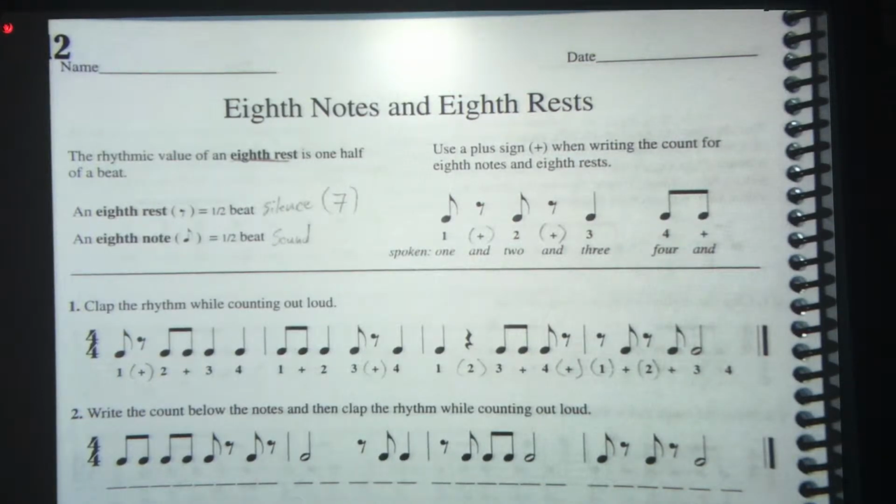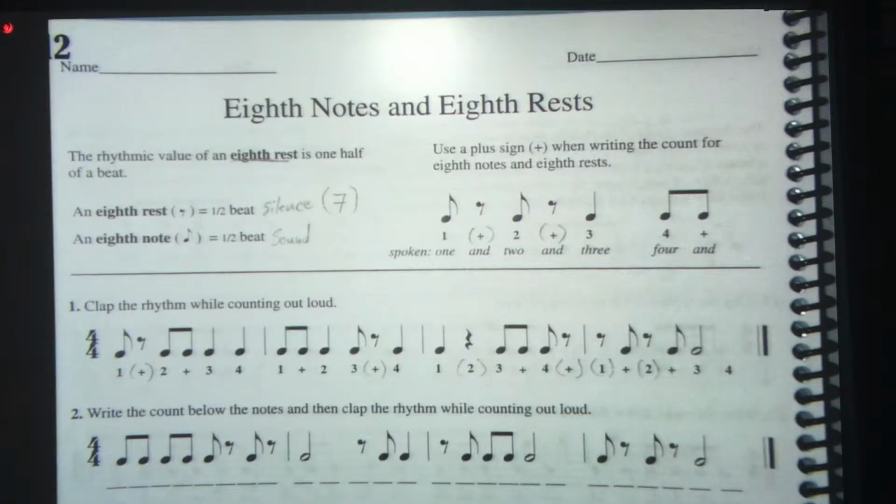Try it again. You clap and count. I'll play it on piano. 1 and 2. Measure 1 and go. 1 and 2 and 3 and 4 and. Next measure. Ready and go. 1 and 2 and 3 and 4 and. Third measure. Go. 1 and 2 and 3 and 4. Rest. Last measure and go. 1 and 2 and 3 and 4 and.